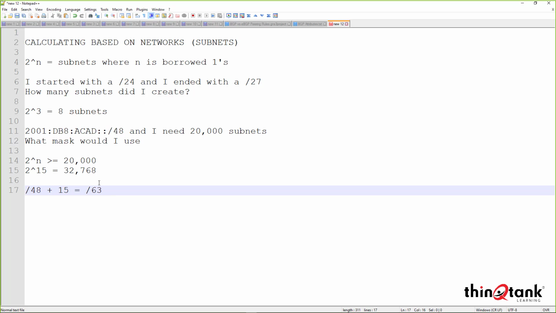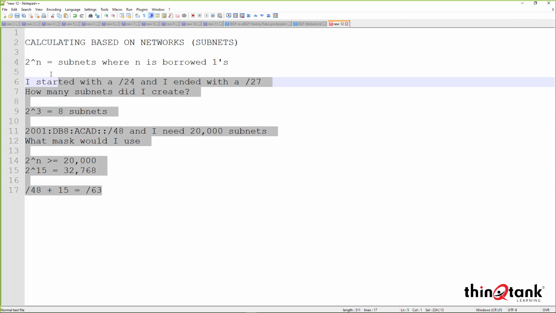Now, we still need to know what those networks look like. We still need to know where they begin, where they end, what's the network ID, what's the broadcast ID, and so on. You guys want to do a couple more? Let's do a couple more. All right.